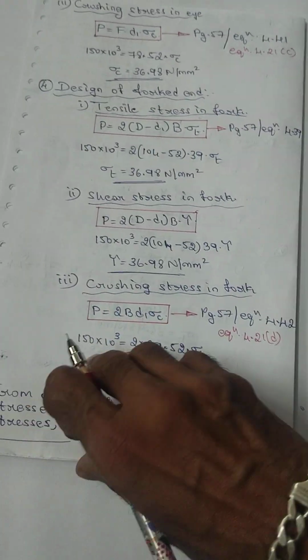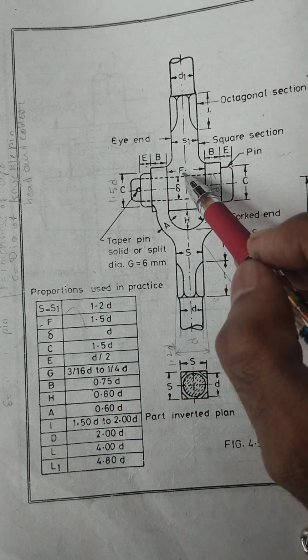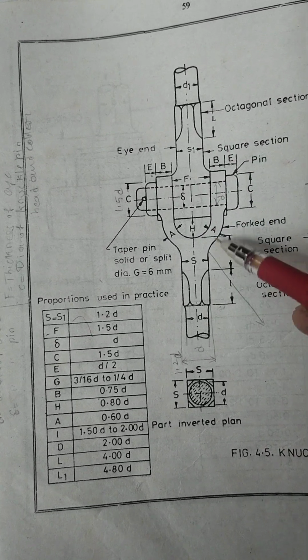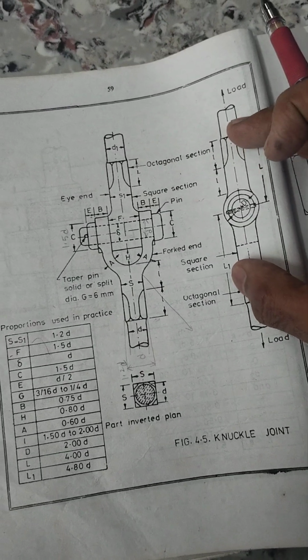So these notations which we have calculated are here: CF, B, E, D1, D, A, H, everything it contains. You can observe here, this is the top view.